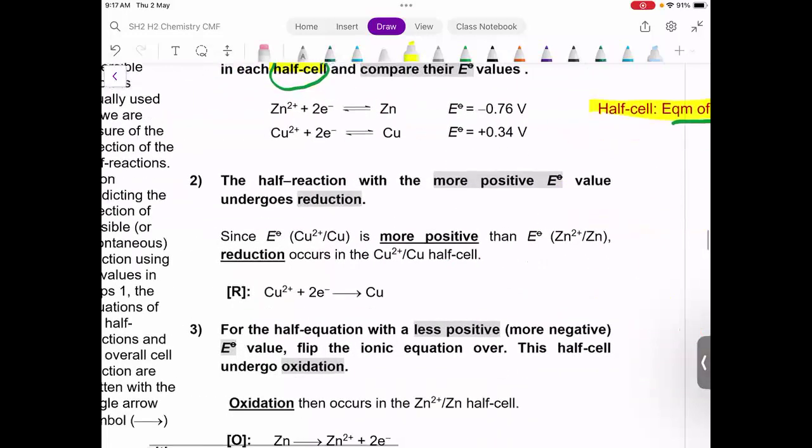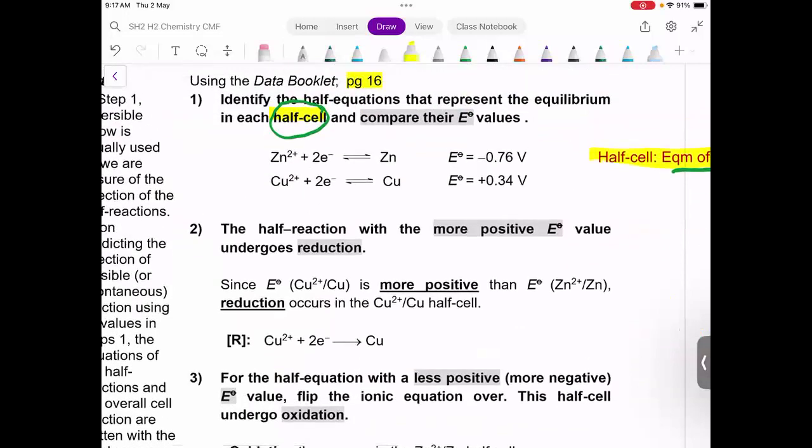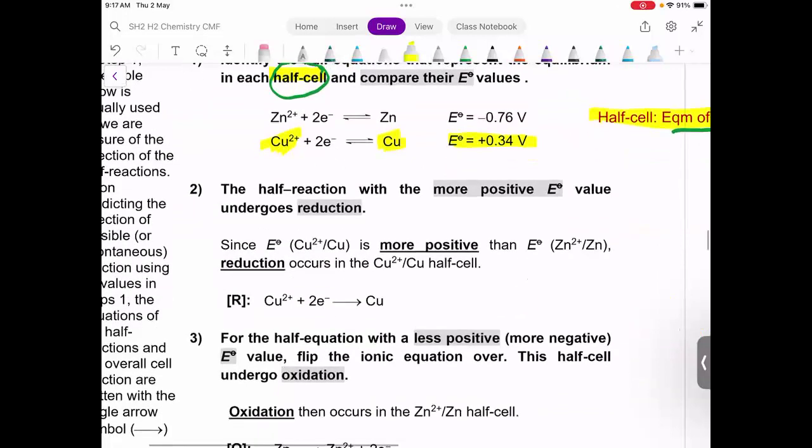So let's look at this. Between the two electrode potentials, notice that copper 2 is the one that is more positive. I need you to recognize that the half cell involving copper 2, copper 0 has a more positive E naught value. This means that by default, it will be the cathode, because it has a greater tendency to undergo reduction. So therefore, it will automatically become the cathode.